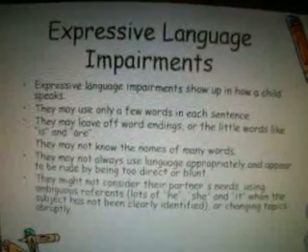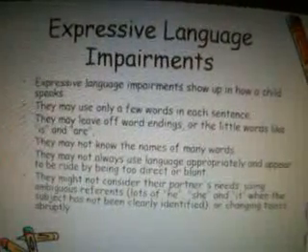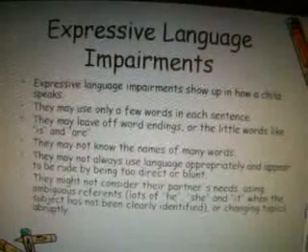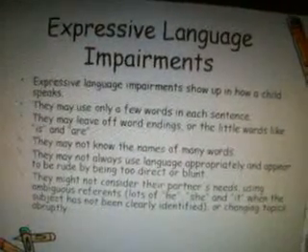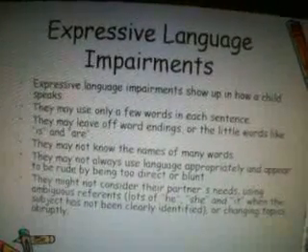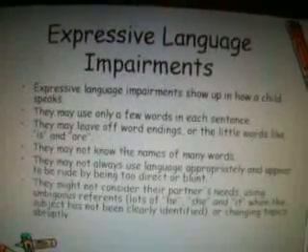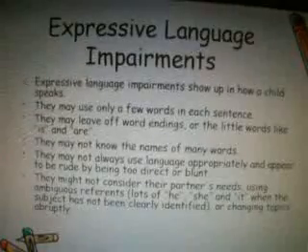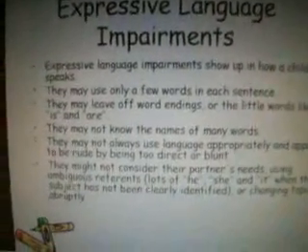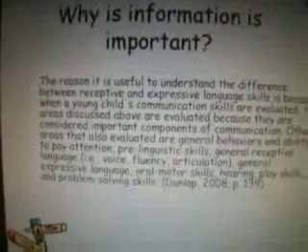They may use only a few words in each sentence. They may leave off word endings or little words like is and are. They may not know the names of many words. They may not always use language appropriately and appear to be rude by being too direct or blunt. They may not consider their partner's needs, using ambiguous reference, lots of he and she and it, where the subject has not been clearly identified, or changing topics abruptly.